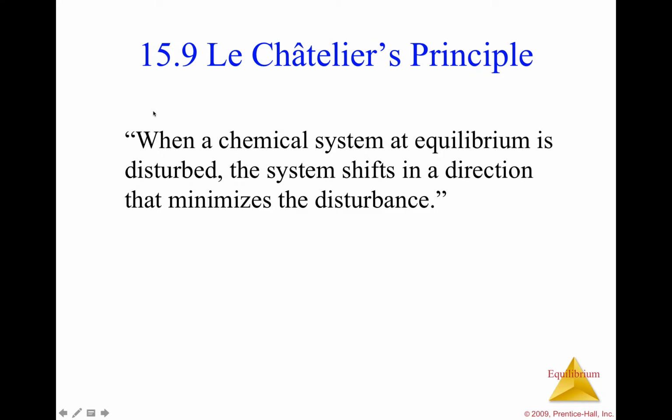So, the definition of Le Chatelier's principle: when a chemical system at equilibrium is disturbed, the system shifts in a direction that minimizes the disturbance. So what does that mean? That means if you have a reaction at equilibrium and you do something to make the equilibrium go away, maybe you're adding products or adding reactants or changing volume, the reaction is going to shift to reestablish equilibrium. Because if you add more reactant, you're no longer at equilibrium.